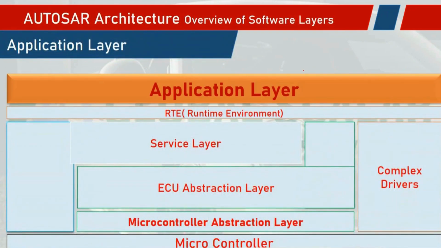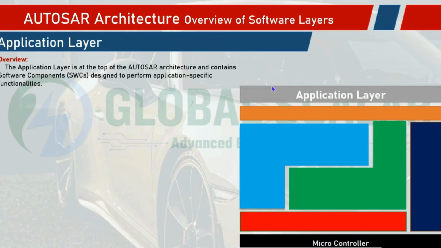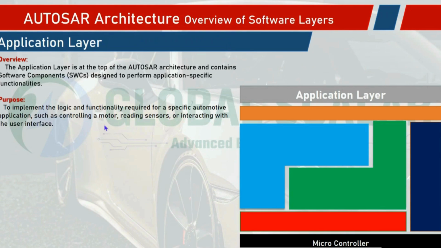And coming to the application layer, it is on the top. As we know, this is where the main functionality will be; functionalities will be configured in the application layer software. The application layer is where the actual vehicle functionalities are implemented. Its purpose is to implement the logic and functionality required for the hardware, like controlling the motor, reading sensor data, and interacting with the user.